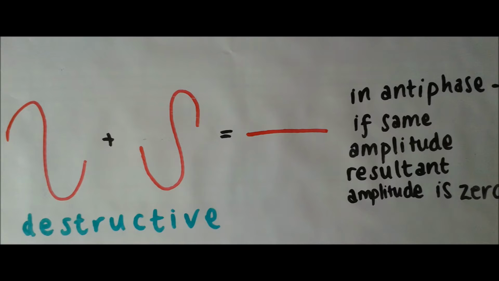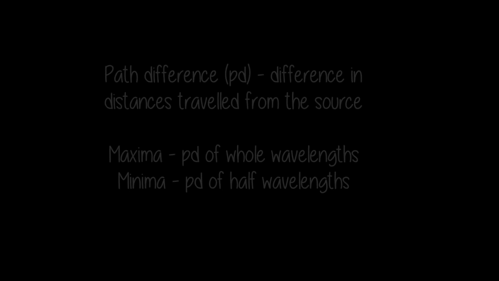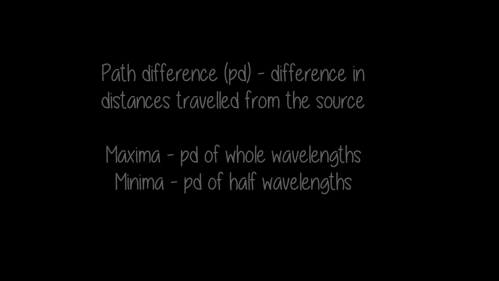Coherence occurs when the waves emitted from two light sources have the same phase difference. The waves must have the same frequency. Minima and maxima are created. They are plural terms for minimums and maximums. Minima are formed when two waves interfere destructively, and maxima when waves interfere constructively.